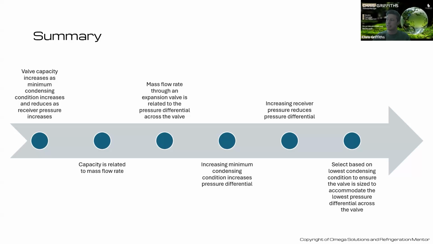So we want to select based on the lowest condensing condition to ensure that valve is sized to accommodate the lowest pressure differential across the valve as well. We need to make sure it operates at all those conditions, highest mass flow rate, lowest point. So that is a very, very swift run through of high pressure valve selection.